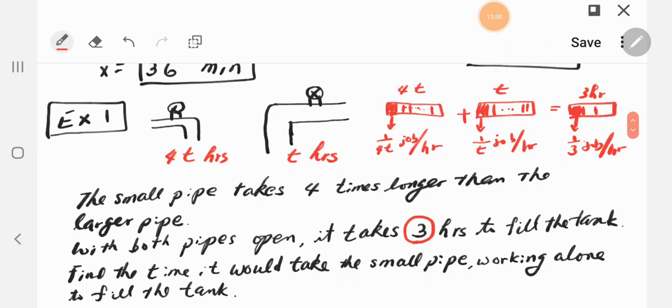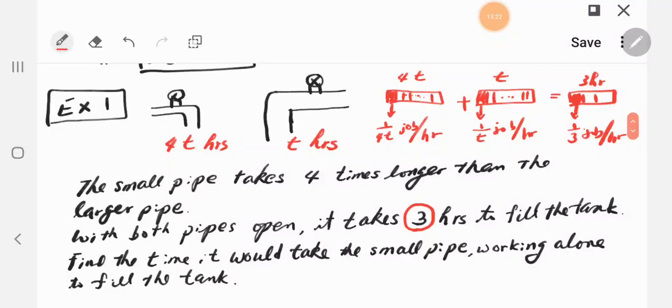So using this, we can set up an equation. Find the time it would take the smaller pipe working alone to fill the tank. If only the small pipe is open, then how long does it take? That's the question. So we need to find T first. Then the small pipe will take 4T hours. So using the diagram, let's write an equation.